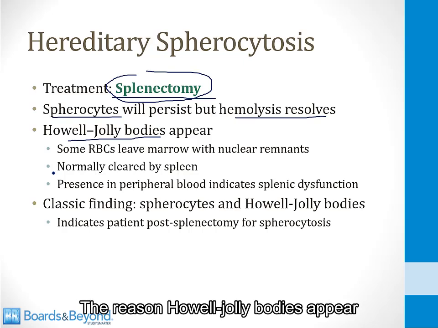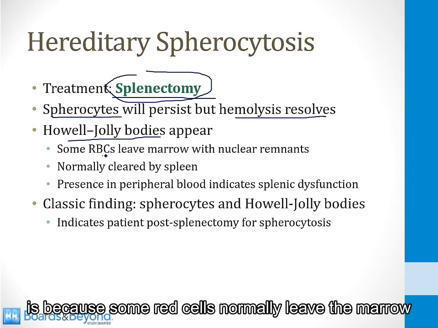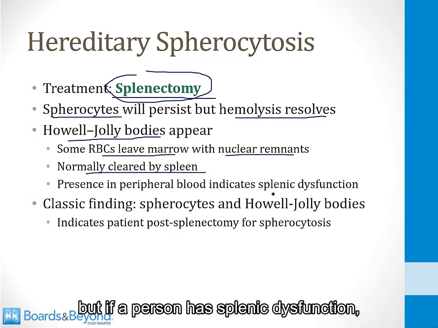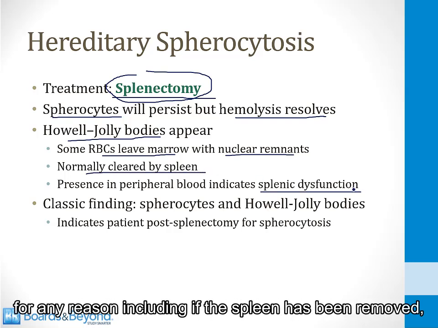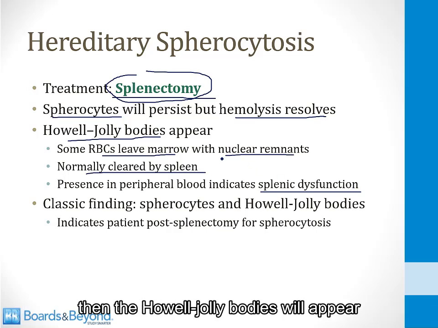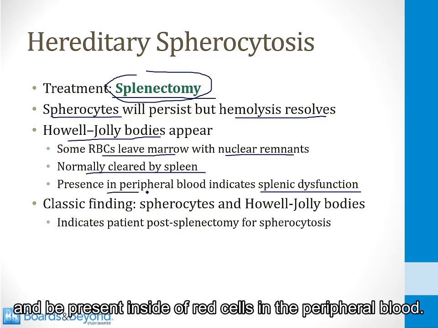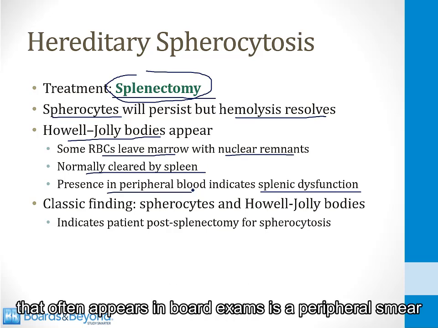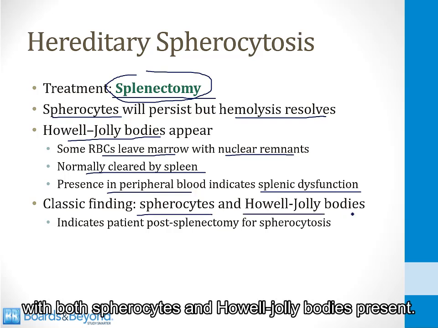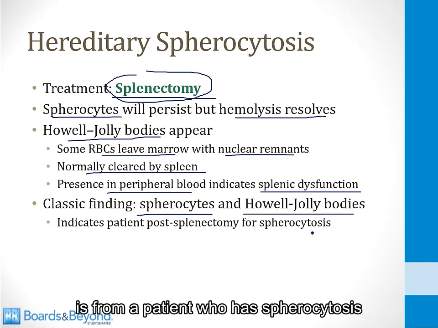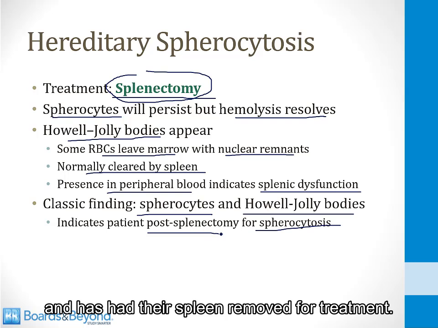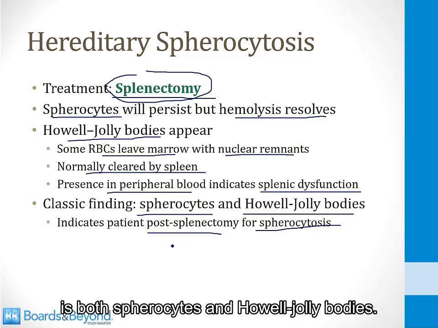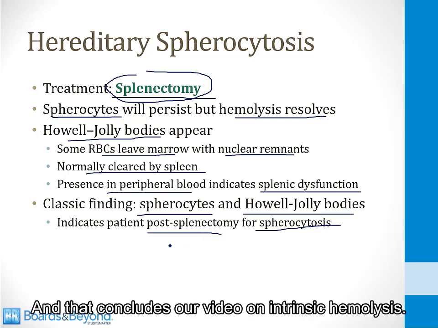The reason Howell Jolly bodies appear when the spleen has been removed is because some red cells normally leave the marrow with nuclear remnants. These red cells are usually cleared by the spleen. But if a person has splenic dysfunction for any reason, including if the spleen has been removed, then the Howell Jolly bodies will appear and be present inside of red cells in the peripheral blood. The reason I'm telling you this is because a classic finding that often appears in board exams is a peripheral smear with both spherocytes and Howell Jolly bodies present. That peripheral blood smear is from a patient who has spherocytosis and has had their spleen removed for treatment, and therefore what you now see in their peripheral blood is both spherocytes and Howell Jolly bodies. And that concludes our video on intrinsic hemolysis.